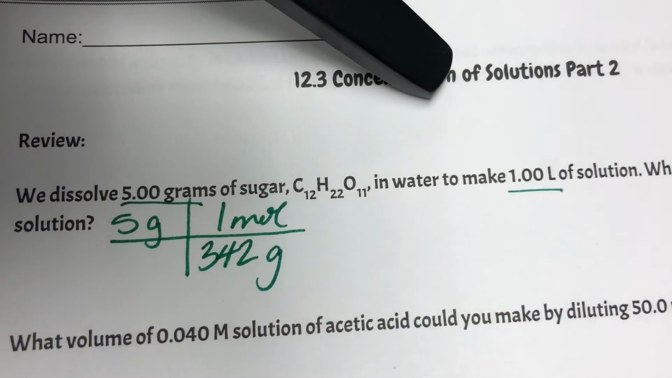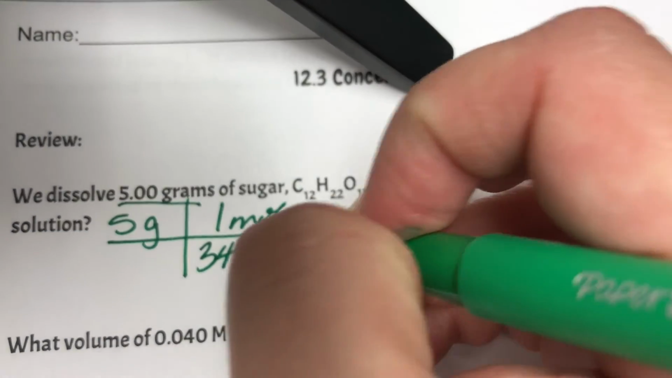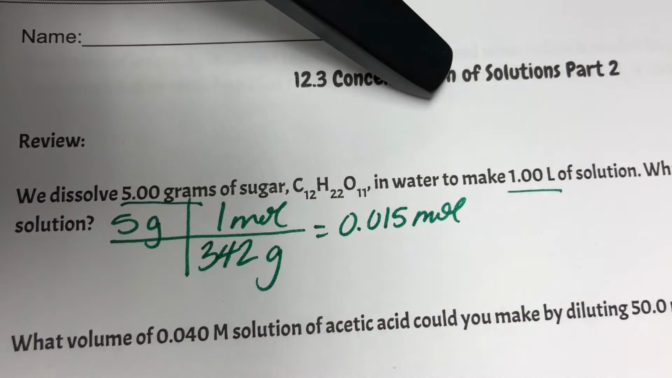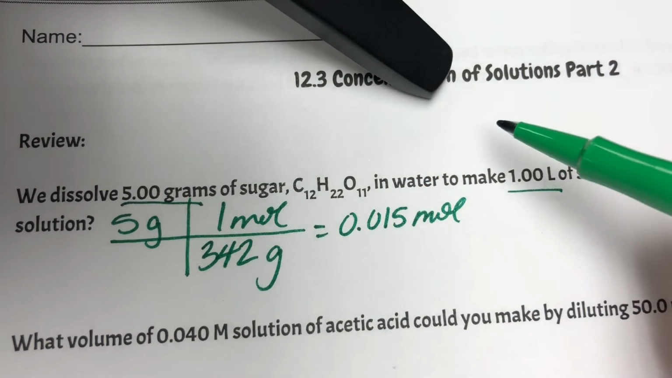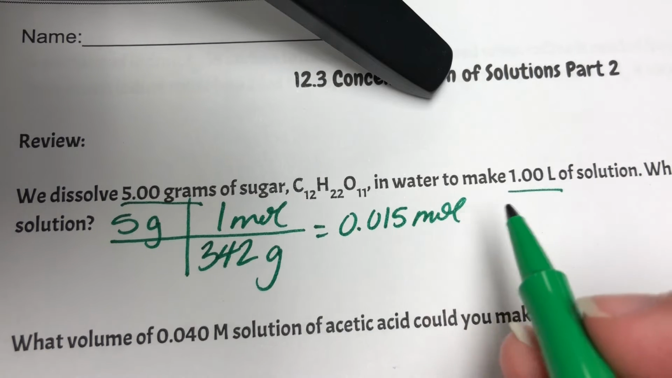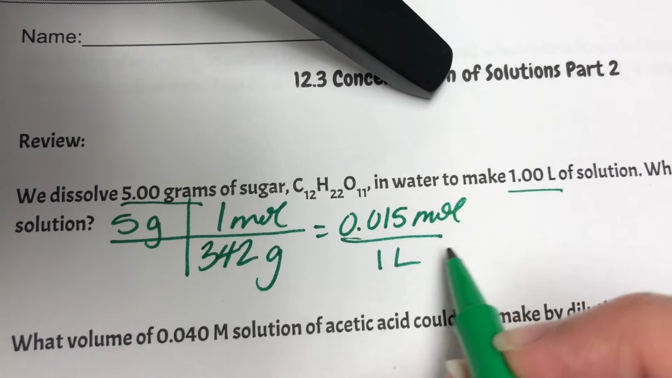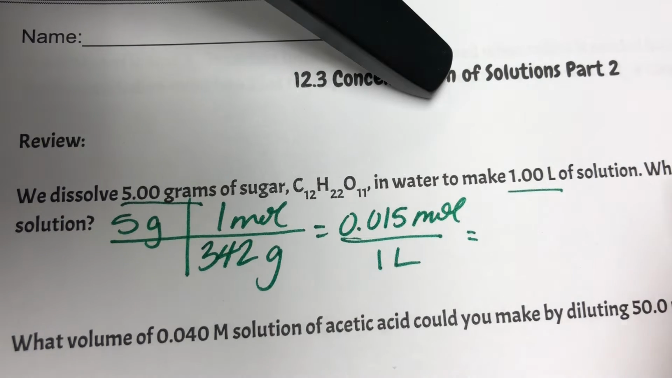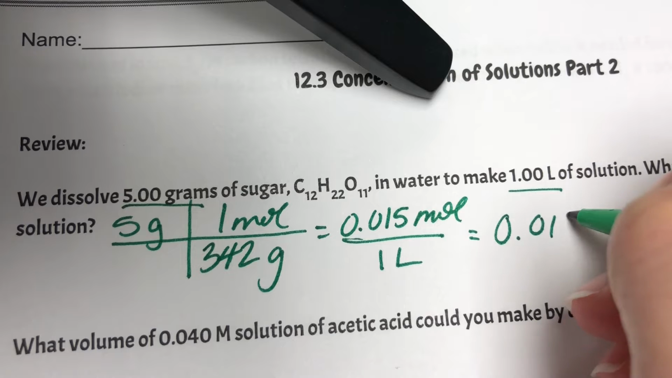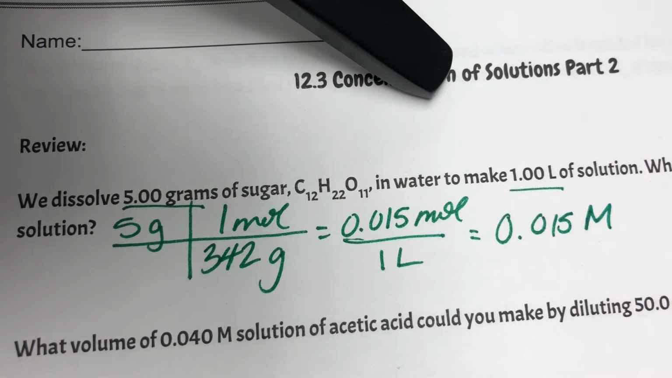So you do 5 out of 342. So we have 0.015 moles. All right, and we dissolve that in enough water to make 1 liter of solution. So we take our moles and 1 liter. So the molarity of this solution should be 0.015 molar. Okay, that was pretty easy.